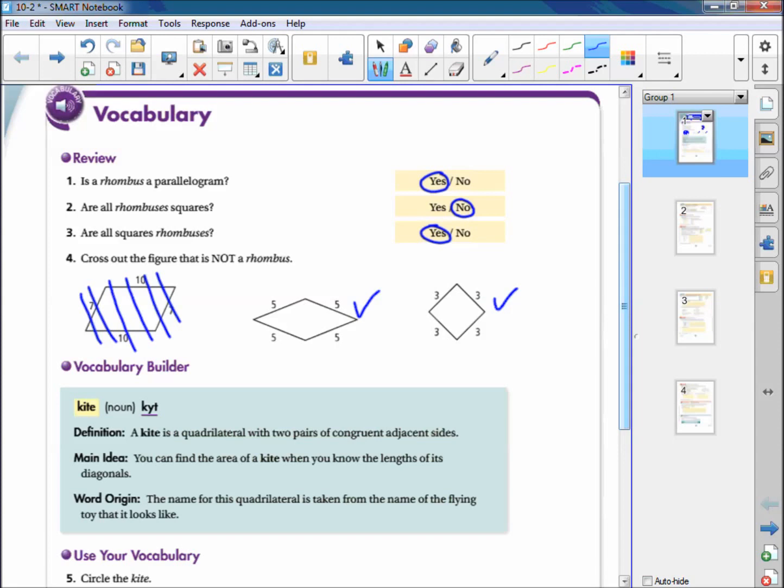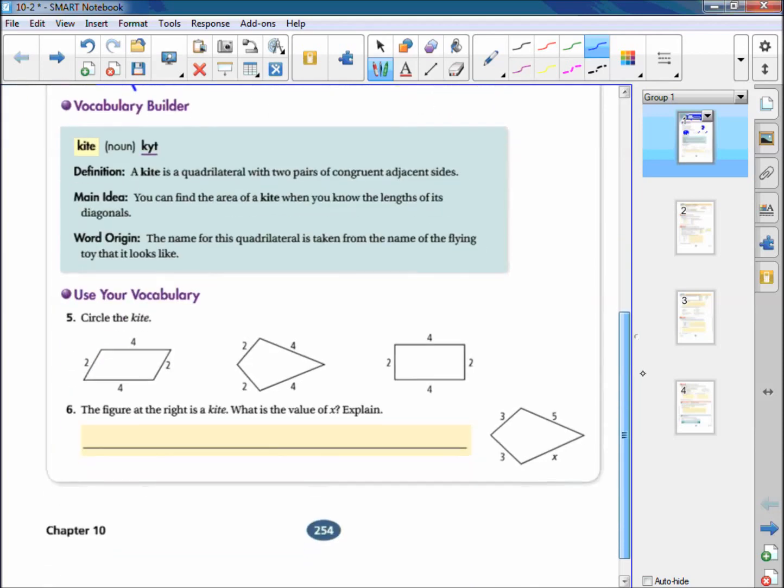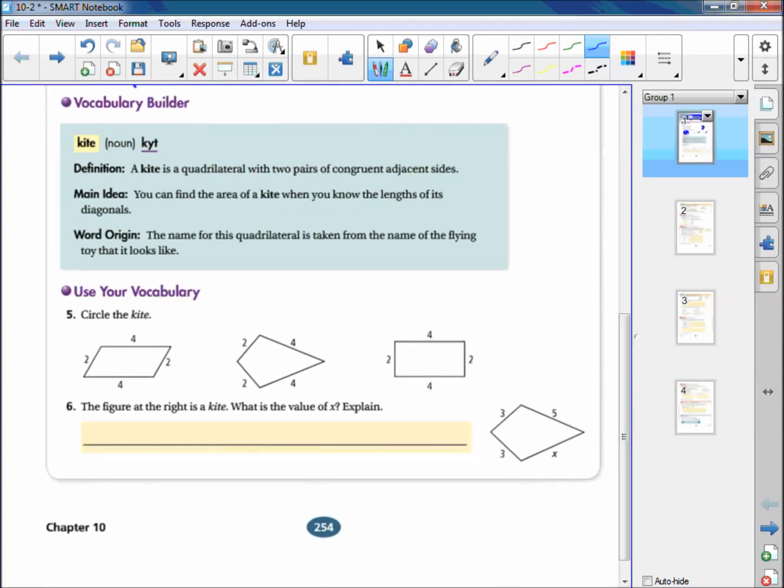Vocabulary builder here. We have the definition of a kite again. Remember, a kite is a quadrilateral with two pairs of congruent adjacent sides. So these ones are the same, and these ones are the same. It looks like a kite. You can find the area of a kite when you know the lengths of the diagonals. That's going to be important for us today, to be able to find these diagonals in the kite. The name of the quadrilateral is taken from the name of a flying toy that looks like a flying kite.